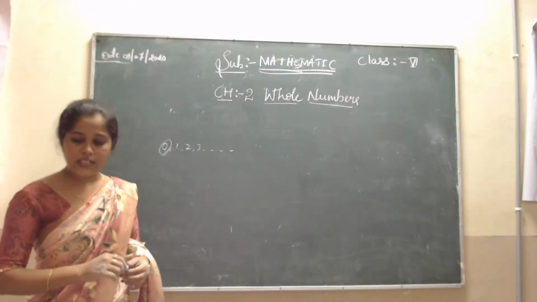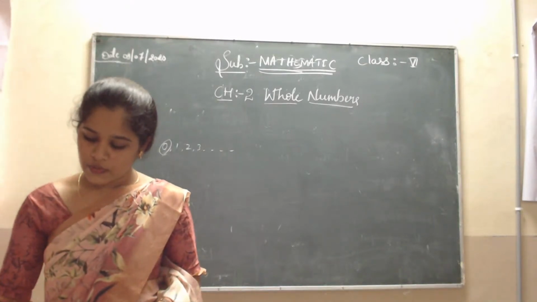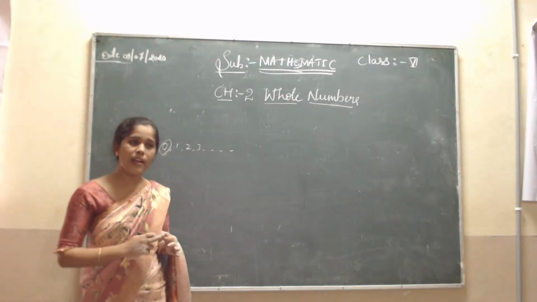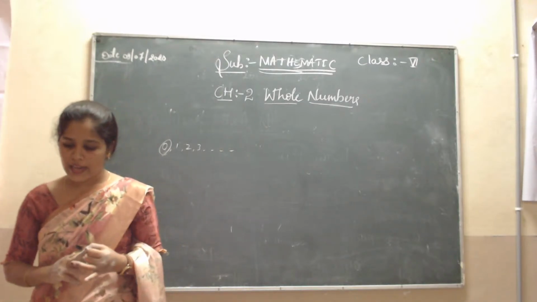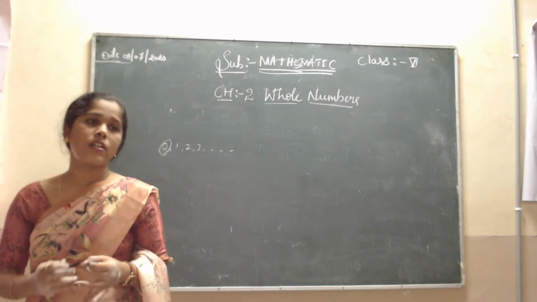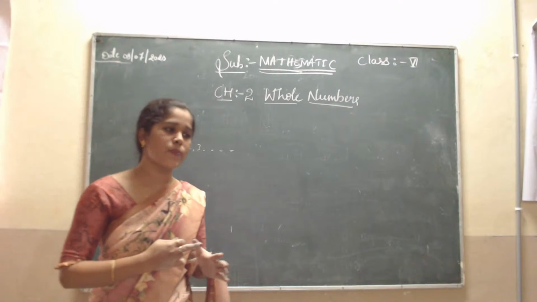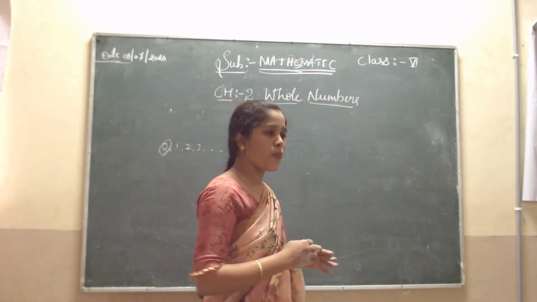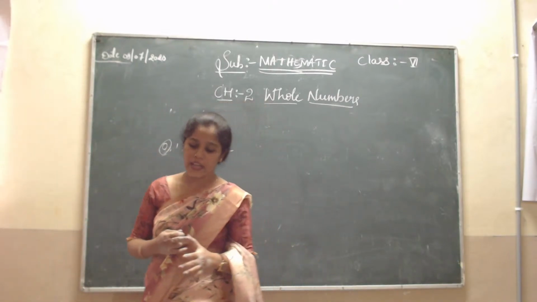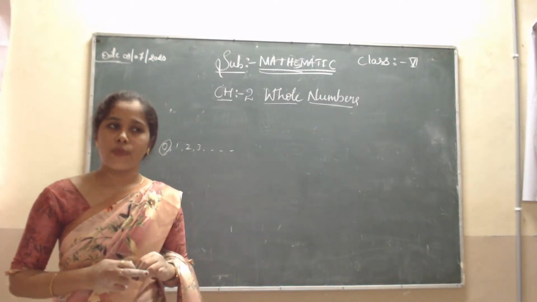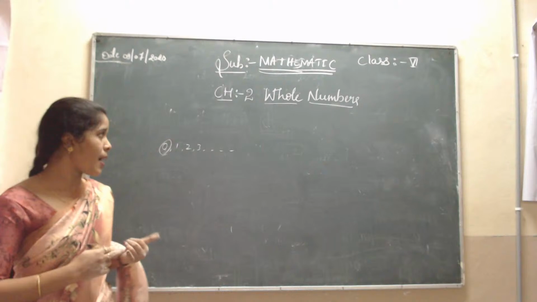And in this chapter, we learned addition on number line, subtraction on number line, multiplication on number line, and whole numbers properties. In the whole numbers properties, there are 4 properties: closure property, commutative property, associative property, and the last one is distributive property. We saw some examples.